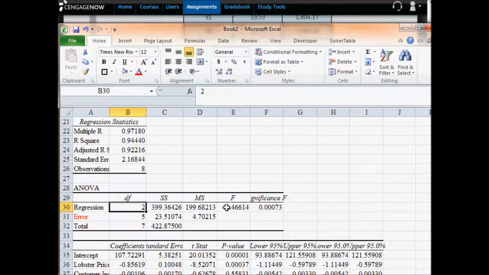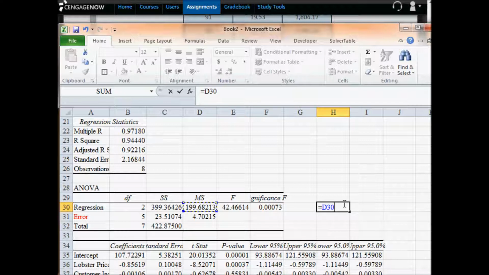Now, like I said, the F-stat is a ratio of two variances. So the F-stat is just this number, the MSR, divided by the MSE. And I can show you that that works: the MSR divided by the MSE, and you get the same number, see?